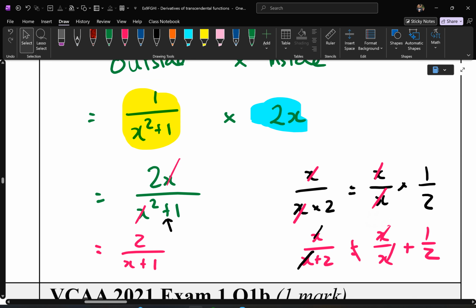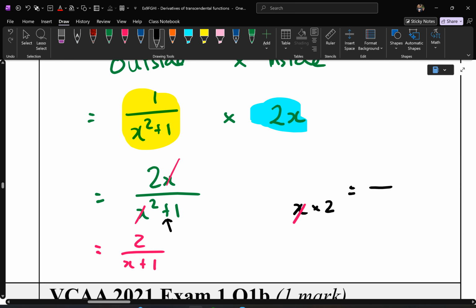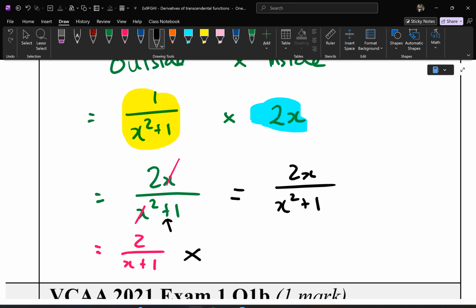Okay, and it's just based on your fraction rules or skills that you did back in whenever you learnt it. All right, so that's a common mistake I usually see students do. They will just cross off the x's. So really, that last bit is wrong. The correct answer is you just got to leave it: 2x over x squared plus 1. Okay?